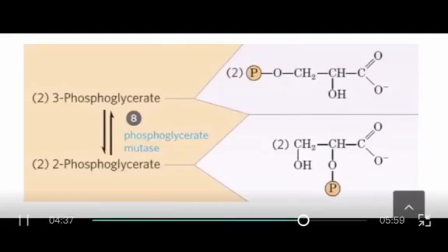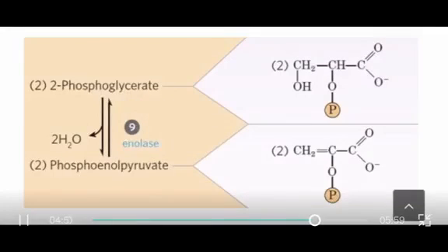Step number 8. Isomerization of 3-phosphoglycerate. The 3-phosphoglycerate is converted into 2-phosphoglycerate due to the shift of the phosphoryl group from carbon 3 to carbon 2 by the enzyme phosphoglycerate mutase. This is a reversible isomerization reaction. Step number 9, dehydration of 2-phosphoglycerate. In this step, the 2-phosphoglycerate is dehydrated by the action of enolase to 2-phosphoenolpyruvate. This is also an irreversible reaction where 2 moles of water are lost.